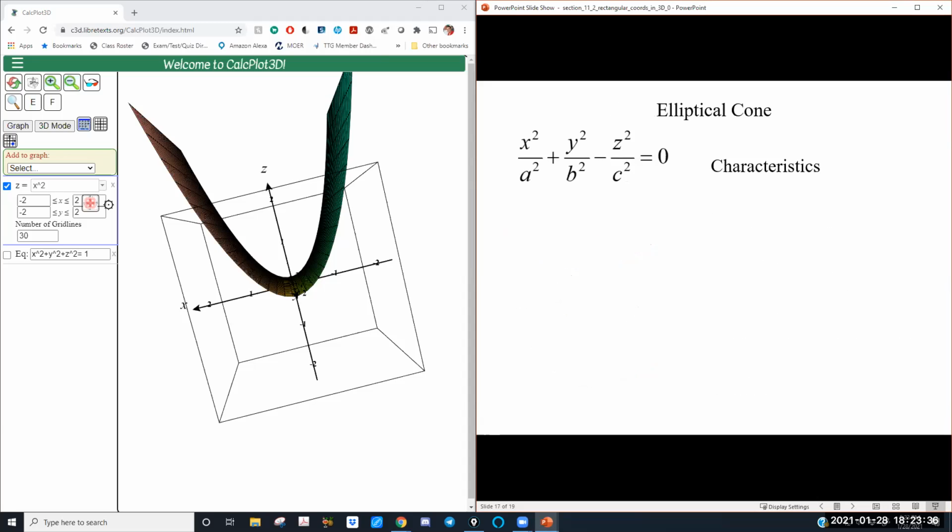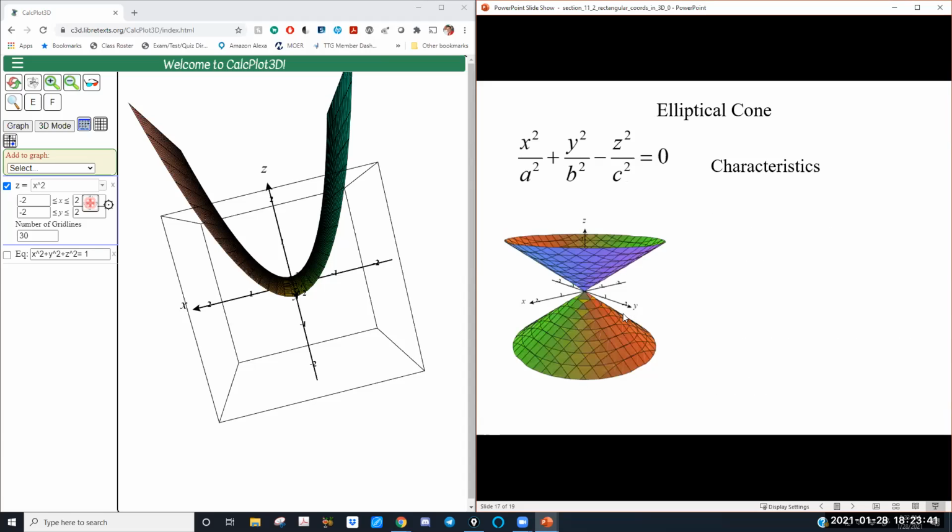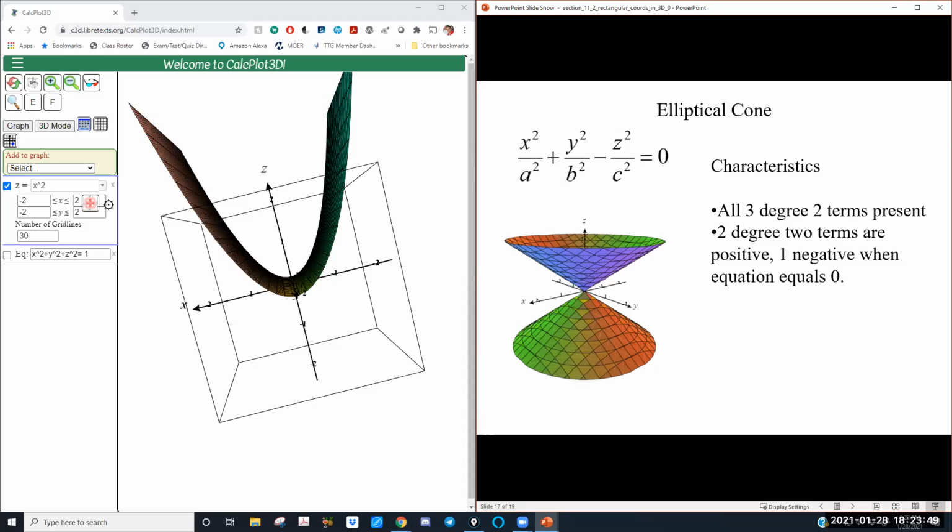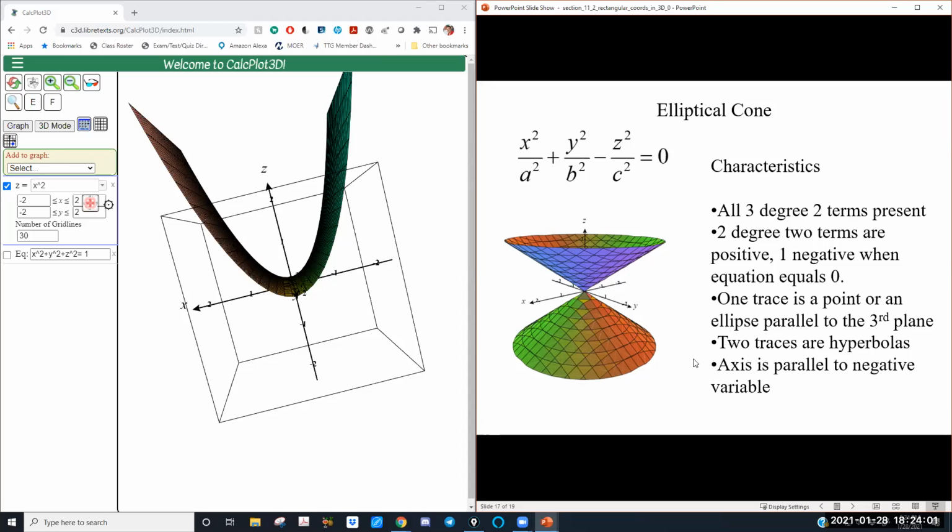The elliptical cone is cool looking. Notice a positive and a negative. It's a cone, but it's a tip-to-tip cone. The big difference here is the equation equals 0. That's why we're getting that little tip at the origin. So 2 traces are hyperbolas, and we have another one that's going to be elliptical in the xy plane. Why in the xy plane? Because the x squared and y squared terms are positive.